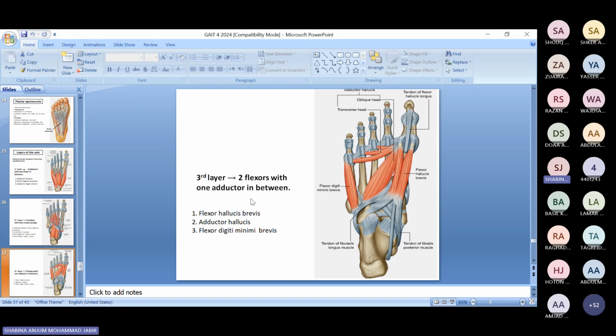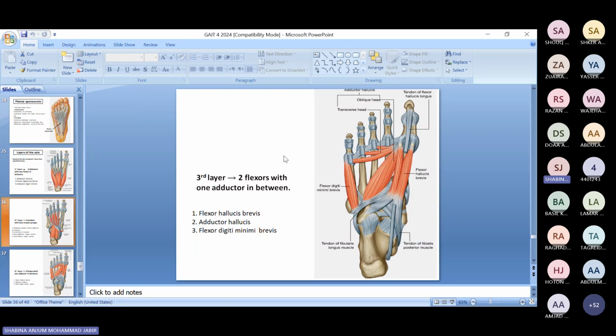What about the third layer? Third layer is the opposite. You have two flexors with one adductor. Just see carefully, it is not abductor, it is adductor in between. So flexor hallucis brevis, flexor digiti minimi brevis, and in between you have adductor hallucis. This is about the first and third layer.